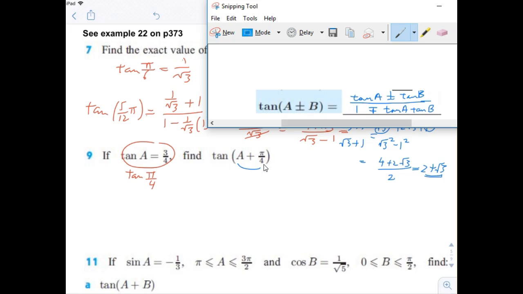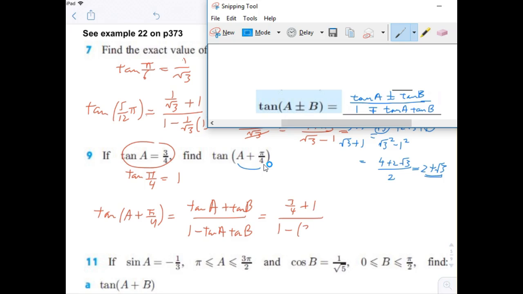The tangent of A is 3/4. Tangent of pi over 4 equals 1, like we found above, right? And so our formula is going to be the tangent of A plus pi over 4 is equal to tangent of A plus the tangent of B divided by 1 minus the tangent of A times the tangent of B. So it would be 3/4 plus 1 divided by 1 minus 3/4 times 1. So basically that gives us 7/4 on top. It gives us 1/4 on the bottom. The 4's cancel out, and we end up with 7.